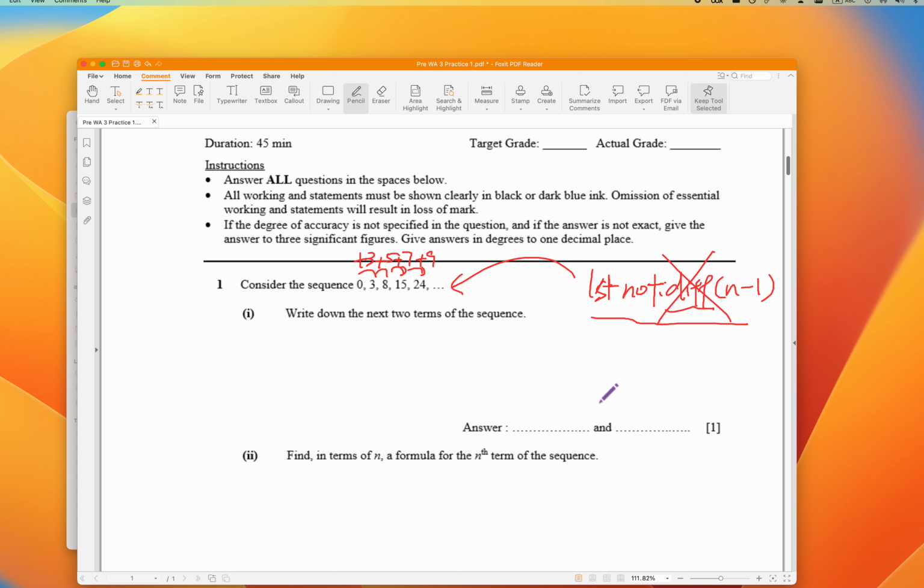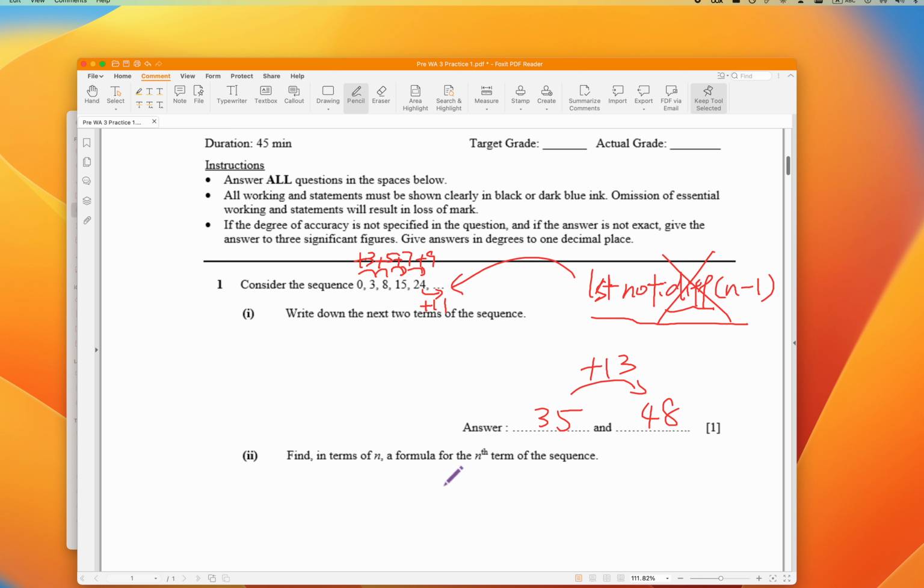If you are asked to write down the next two, it's pretty simple, because you are going to plus 11 for the next one, which is 35. Then you add plus 13, so you will get 48. So this 1 mark is pretty easy.